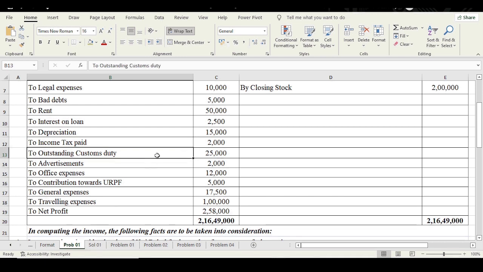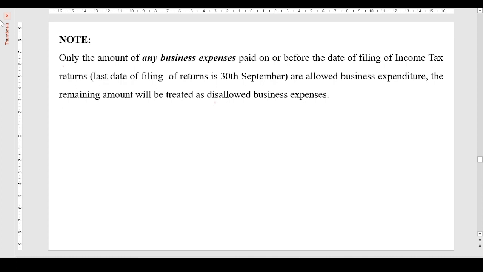The next one is outstanding customs duty. Now, outstanding customs duty is an allowable expenditure, but it has to be paid within the due date. Let me take you to the provisions relating to outstanding customs duty. What's mentioned? Only the amount of any business expenses paid on or before the date of filing of income tax returns. Last date of filing of returns is 30th September. If it is paid on or before the date of filing, it is an allowed expenditure. Anything that is paid after that is a disallowed business expenditure.